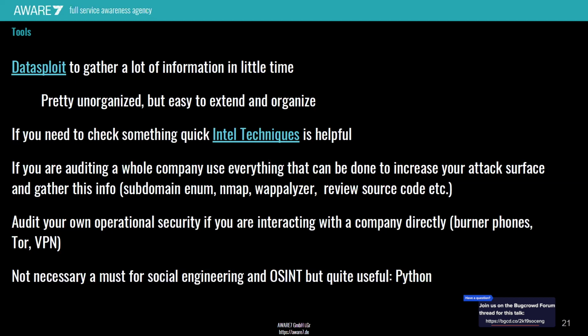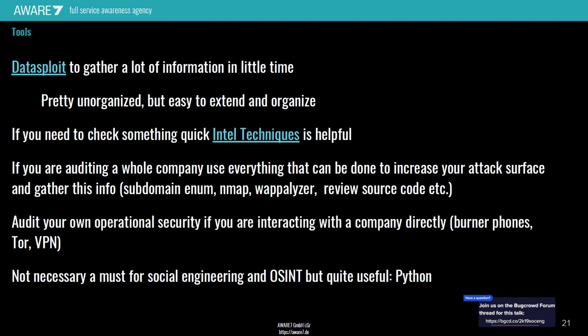If you're auditing a whole company, we can use everything a bug bounty hunter normally uses to increase the attack surface and gather information about it. So maybe we can do subdomain enumeration, we can do an nmap weaponizer, whatever you want to do, review source code, to just find information that really shouldn't be out there, which is normally considered private, and then use this to get to other information and then craft our personal contact with the company or with an employee of the company.